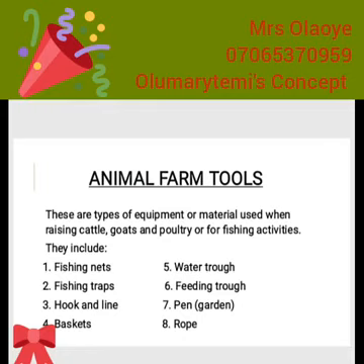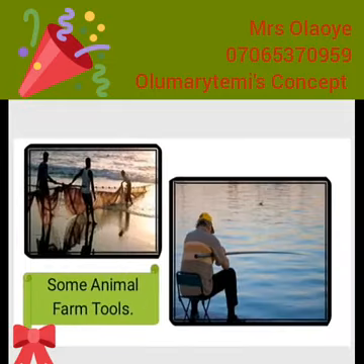Let's see an image of what we're talking about. You can see the two images we have here. The first one is the net. We can see 3 different people holding the net. They're going to use the net to catch some fishes. And in the second image, you can see a man sitting by the river with his hook and line to be able to catch some fishes.